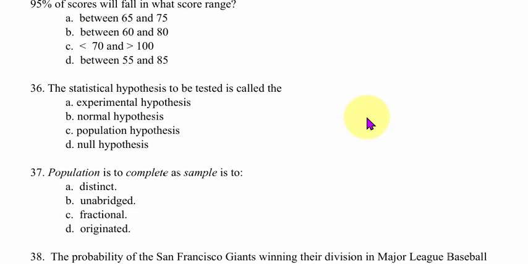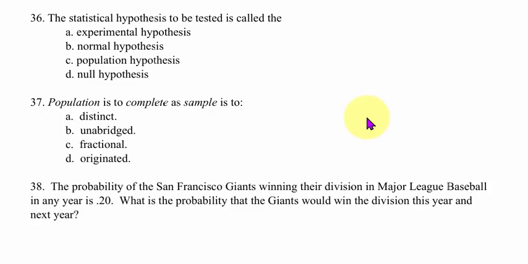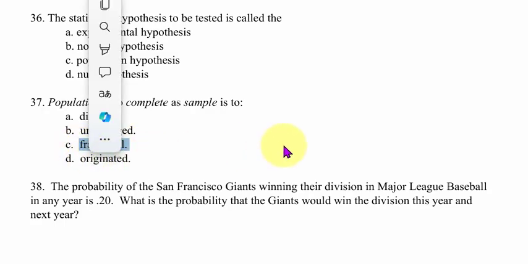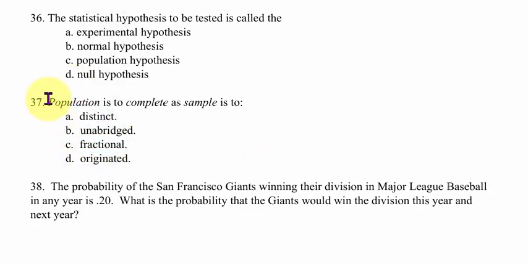Moving on up, 36. The statistical hypothesis to be tested is called the null. Remember, you always test the null. It's the only thing you test, the null hypothesis, which is very boring, right? It says no difference, no relationship, no nothing. That's what the null states, and you're trying to show that that's not true. All right. Population is to complete as sample is to fractional. Population is everybody, everything that could possibly be in that group, and a sample is a part of that population. So it's a fraction of the population.